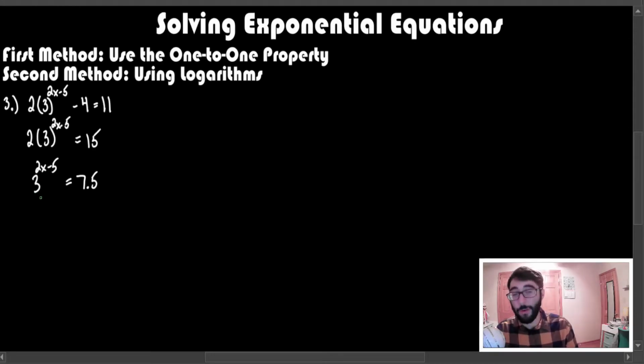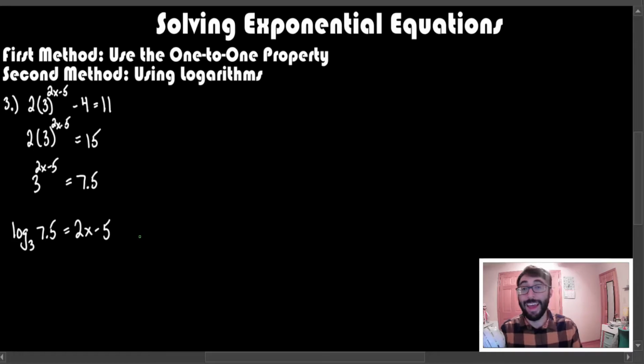So now we can go ahead and rewrite this in logarithmic form. The base is 3. Well, guess what? The base is staying 3. So this is going to be log base 3 of 7.5 is equal to 2x minus 5. Okay? And now I can solve for x.